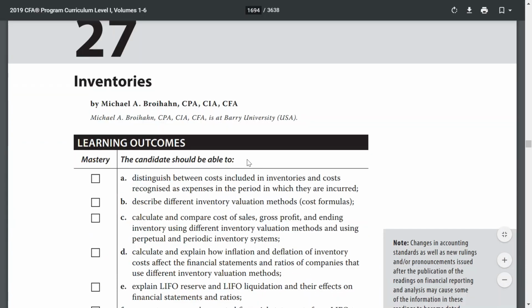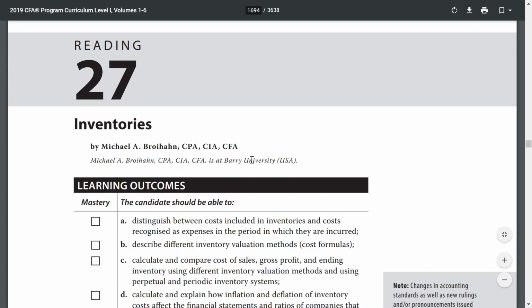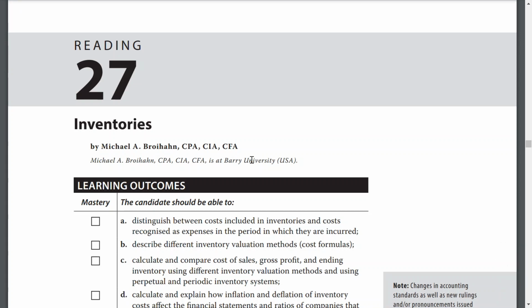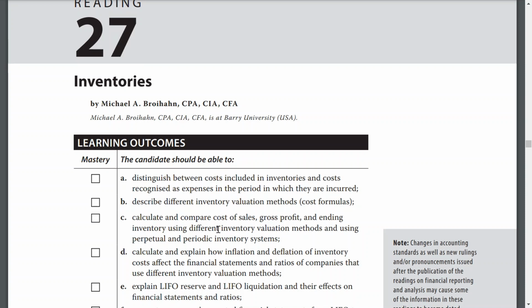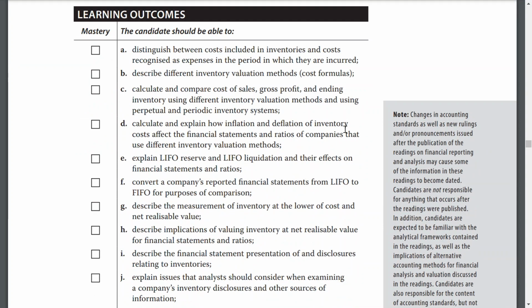Reading 27, Inventories. Learning outcomes: distinguish between costs included in inventory costs and costs recognized as expenses in the period in which they are incurred. Describe different inventory valuation methods. Calculate and compare cost of sales, gross profit, and ending inventory using different inventory valuation methods and using perpetual and periodic inventory systems.